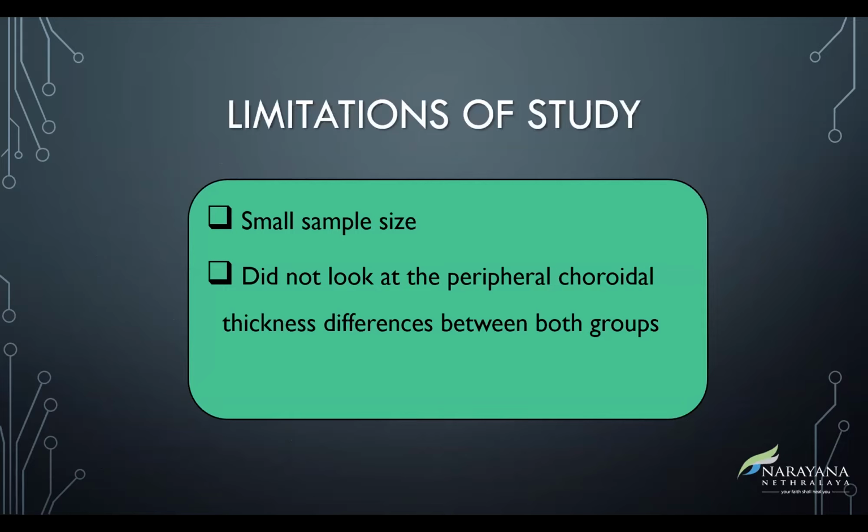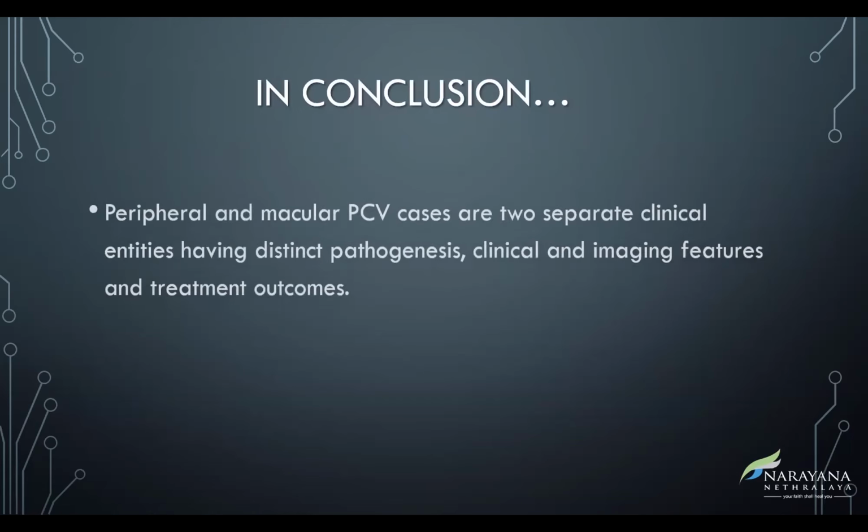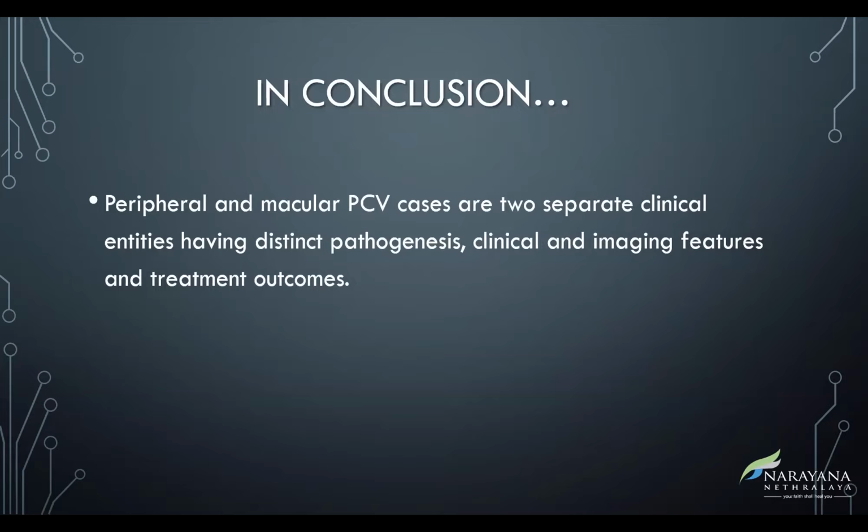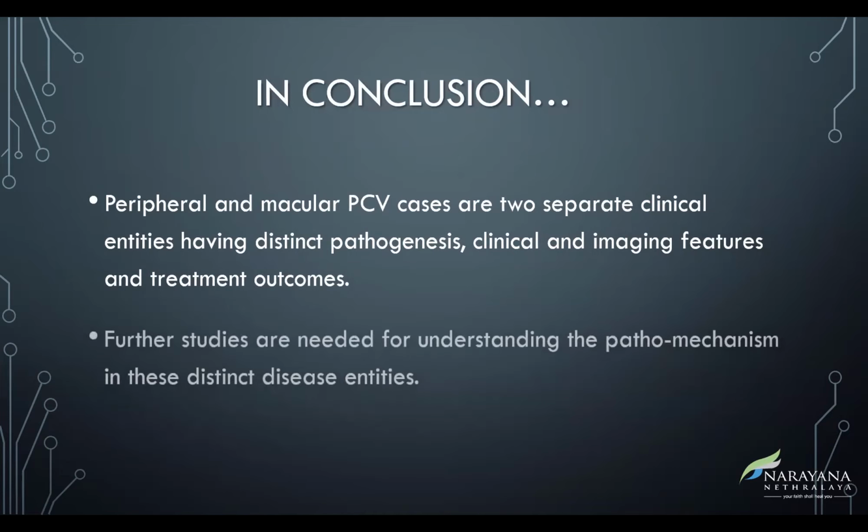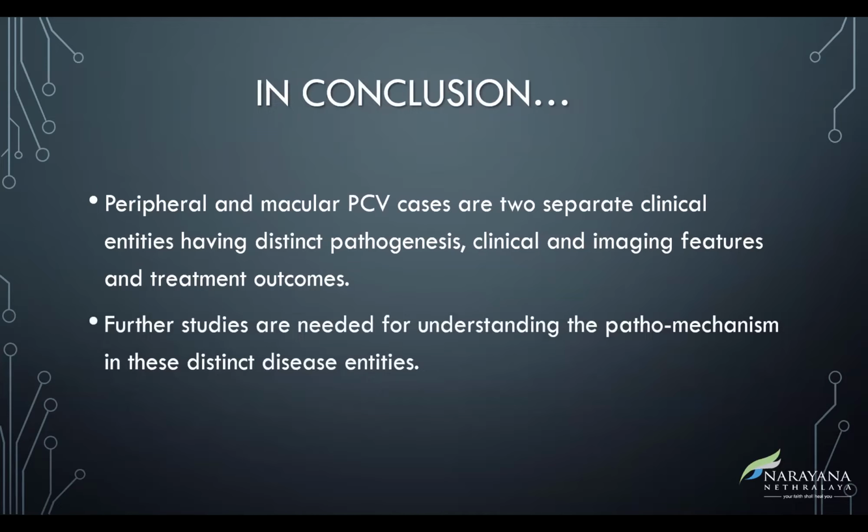Our study had a few limitations, like a smaller sample size, and we also could not look at the peripheral choroidal thickness differences between both groups, owing to the rarity of the disease. In conclusion, peripheral and macular PCV cases are 2 separate clinical entities having distinct pathogenesis, clinical and imaging features, and treatment outcomes. Also, further studies are needed to understand the pathomechanism in these distinct disease entities.